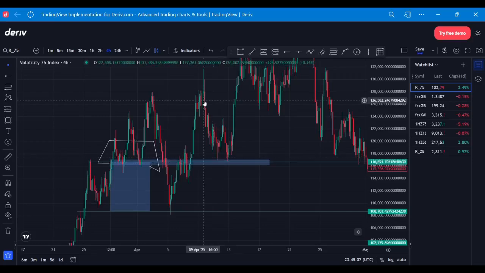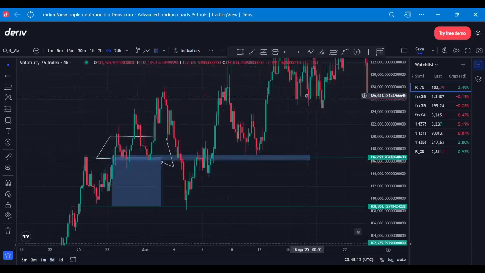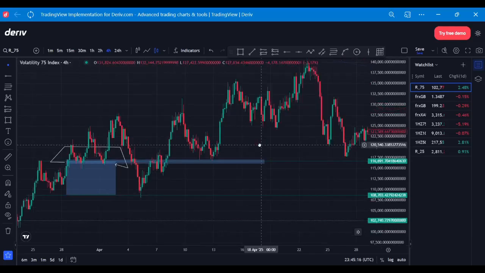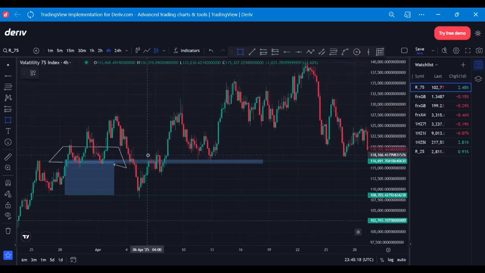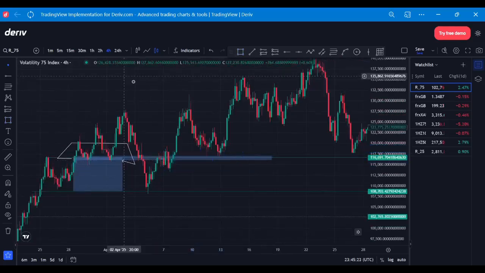And you can see what happened. Price came to that point and then moved up. So we have supply and demand, and then we have support and resistance. The best way to know the direction of price is not just using support and resistance or only using supply and demand, but using two of them at the same time.